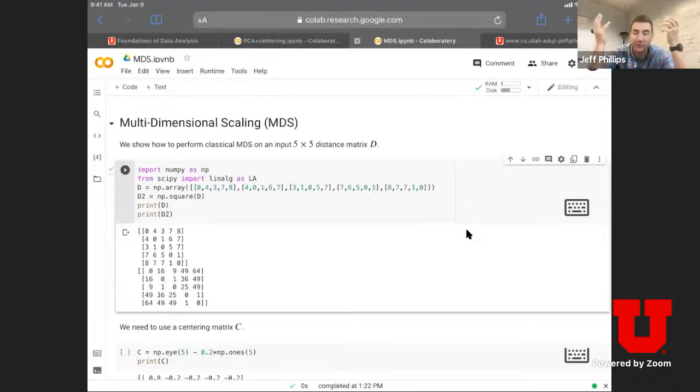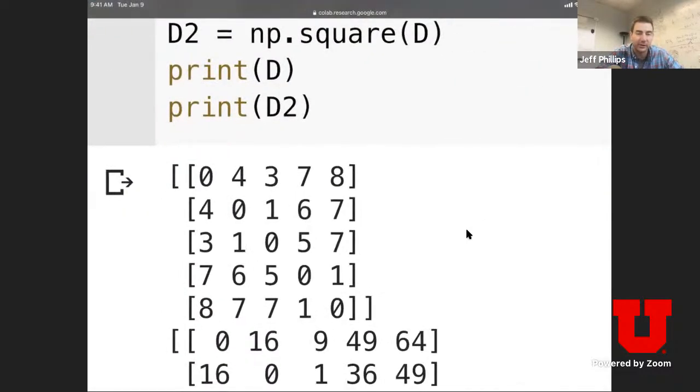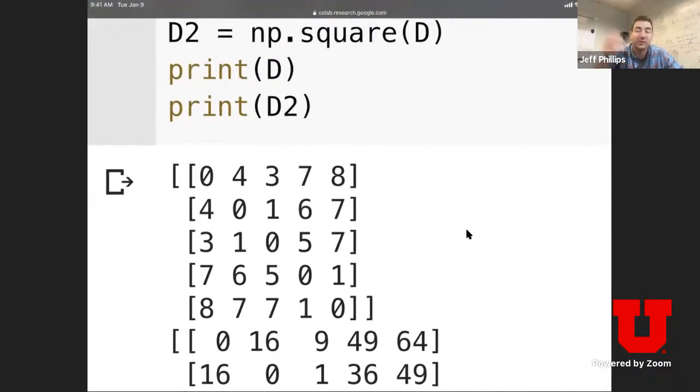There are 5 objects which we don't have, but we have all the distances between them, right? And you'll notice the distance matrix, the diagonal of this is all zeros. The distance between something and itself is 0. That makes sense. And it's going to be symmetric.